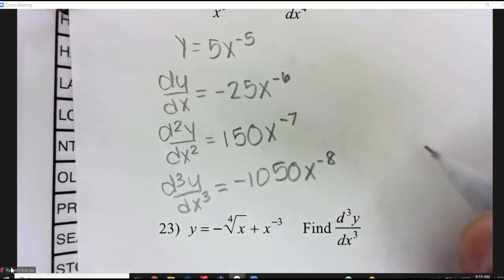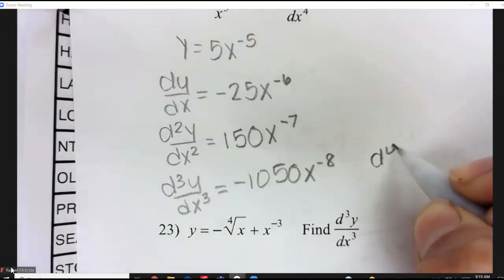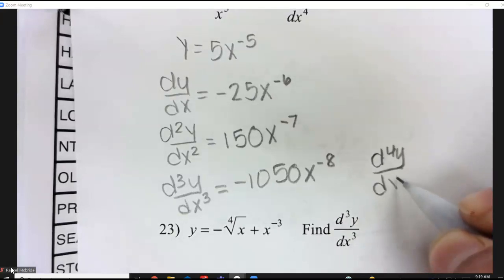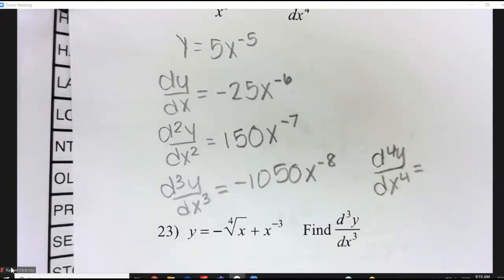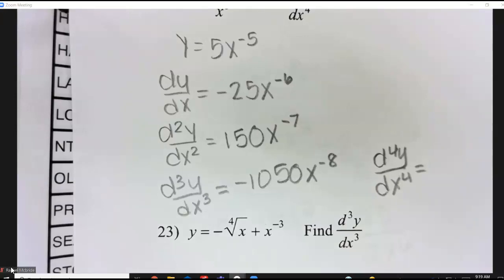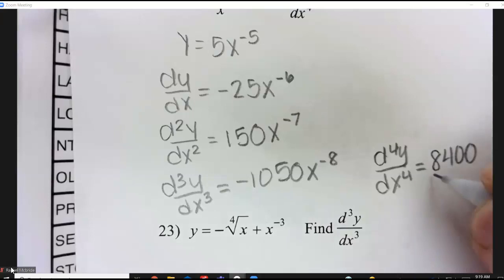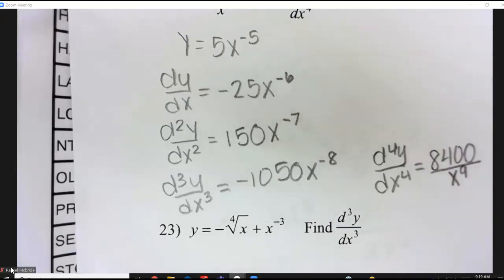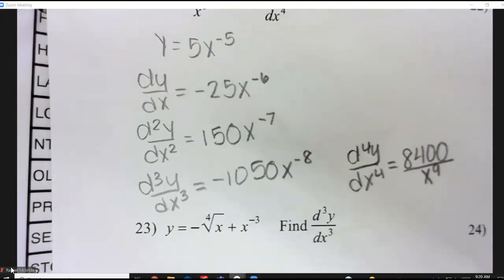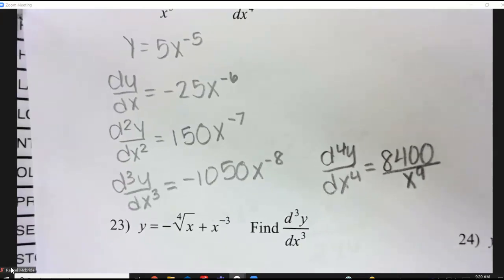And then the fourth derivative and your final is exactly 8 times 1050. So 8,400 over, yes. So that's what I was saying before. Not all derivatives have an end.